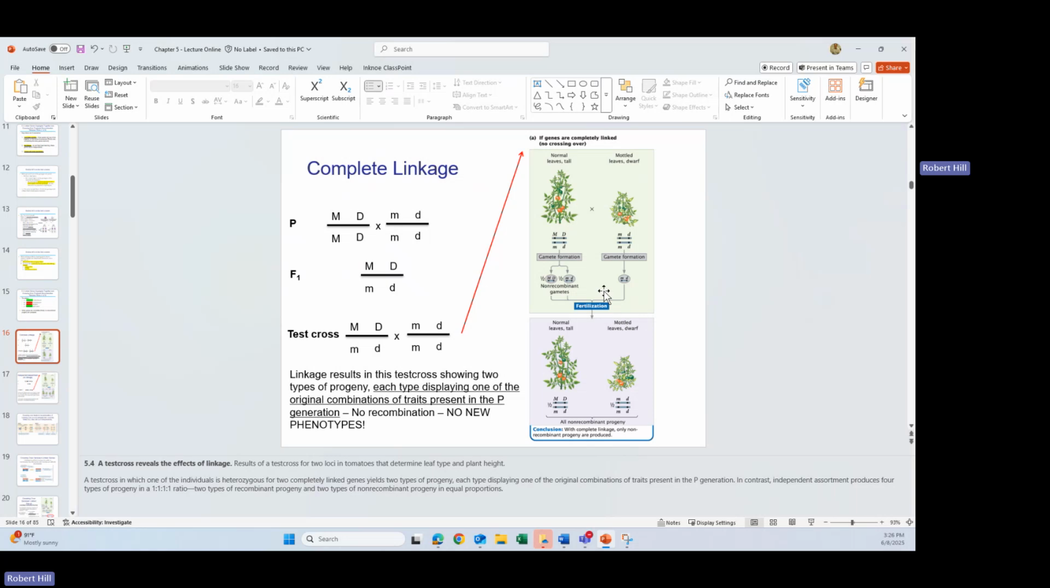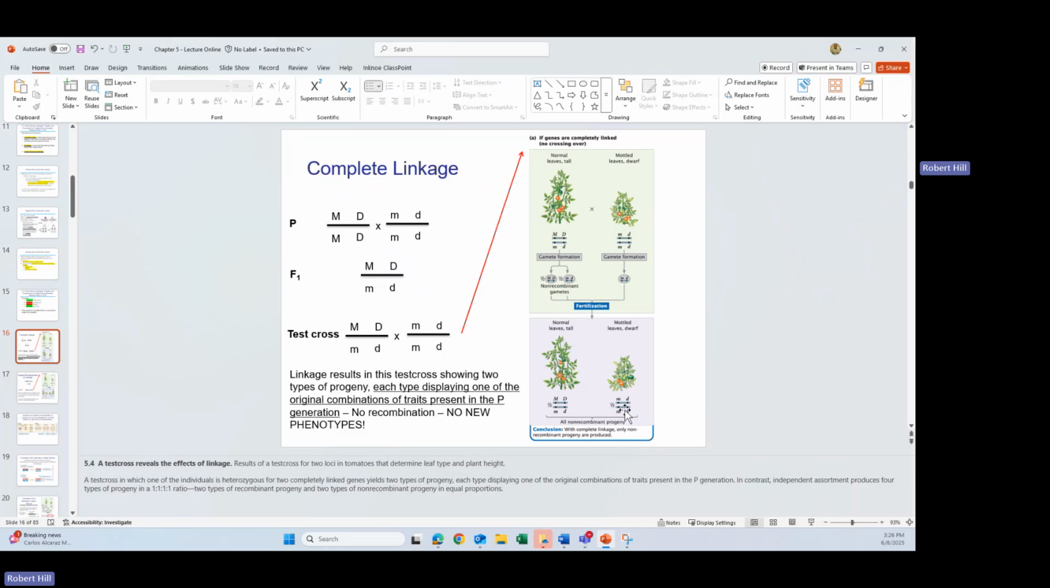So we do the test cross, and then we look at the progeny. Look how the gametes form. You've got your big M and your big D, that chromosome segregates. Your little m, your little d, that chromosome segregates. 50% are each of those. And the gametes for the homozygous recessive, 100% are going to be little m, little d. Fertilization, you combine the gametes, right? So basically 50% of them are going to be little m, little d, little m, little d. And 50% of them are going to be big M, big D, and little m, little d.